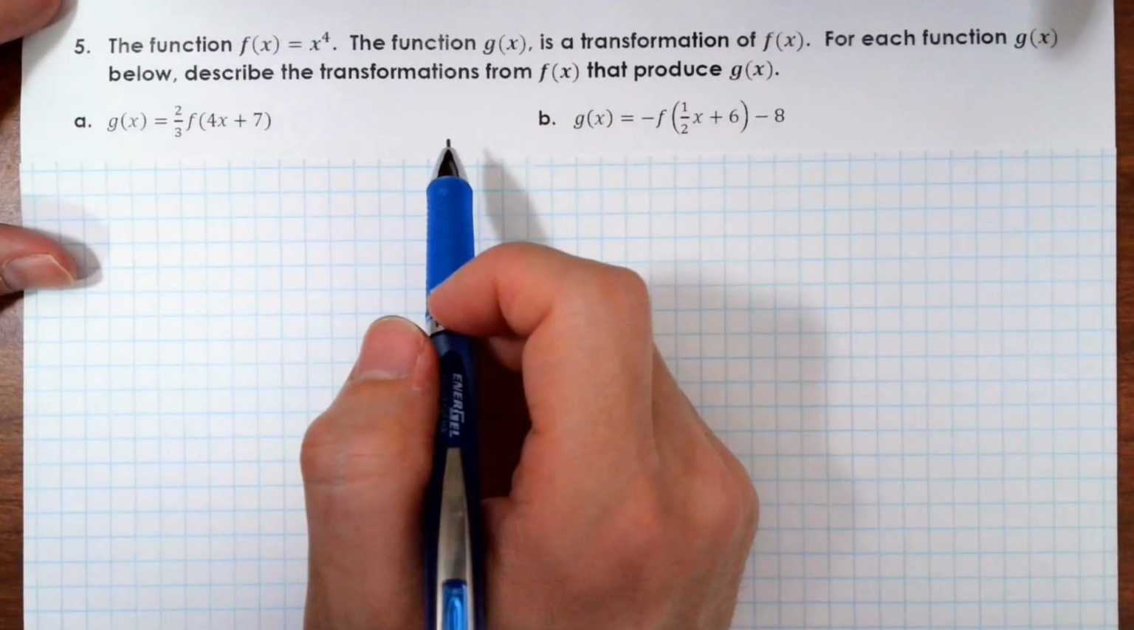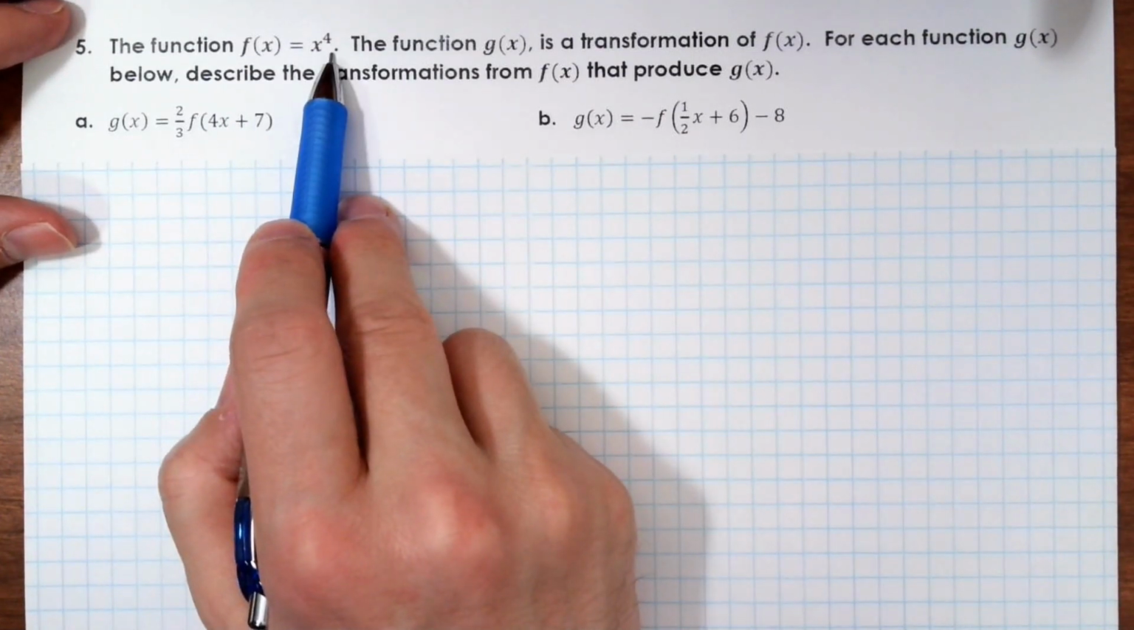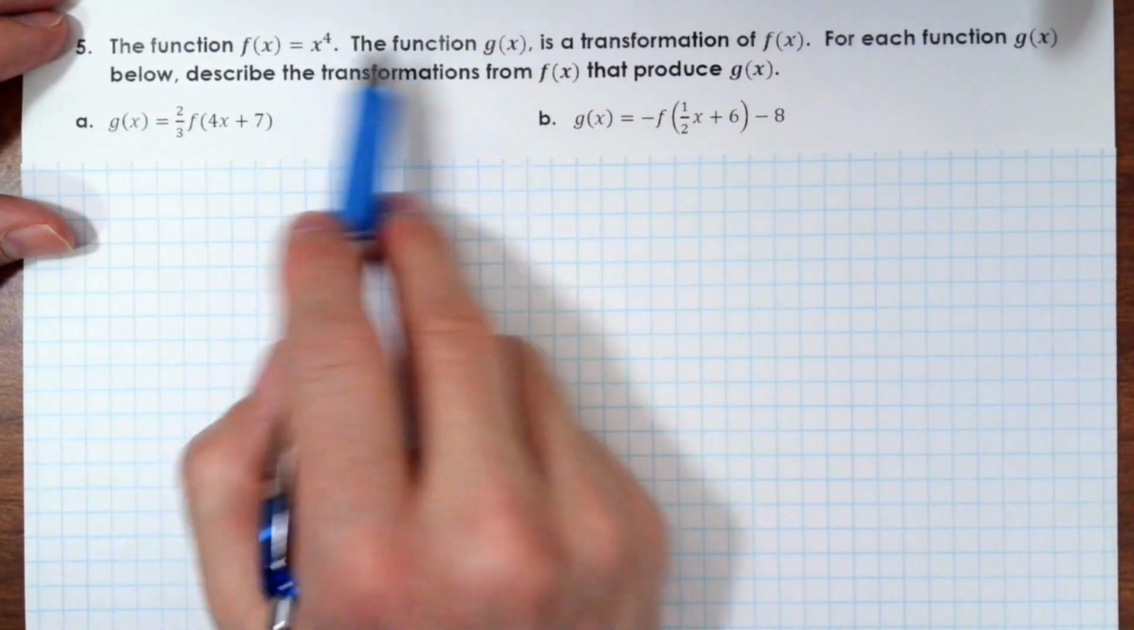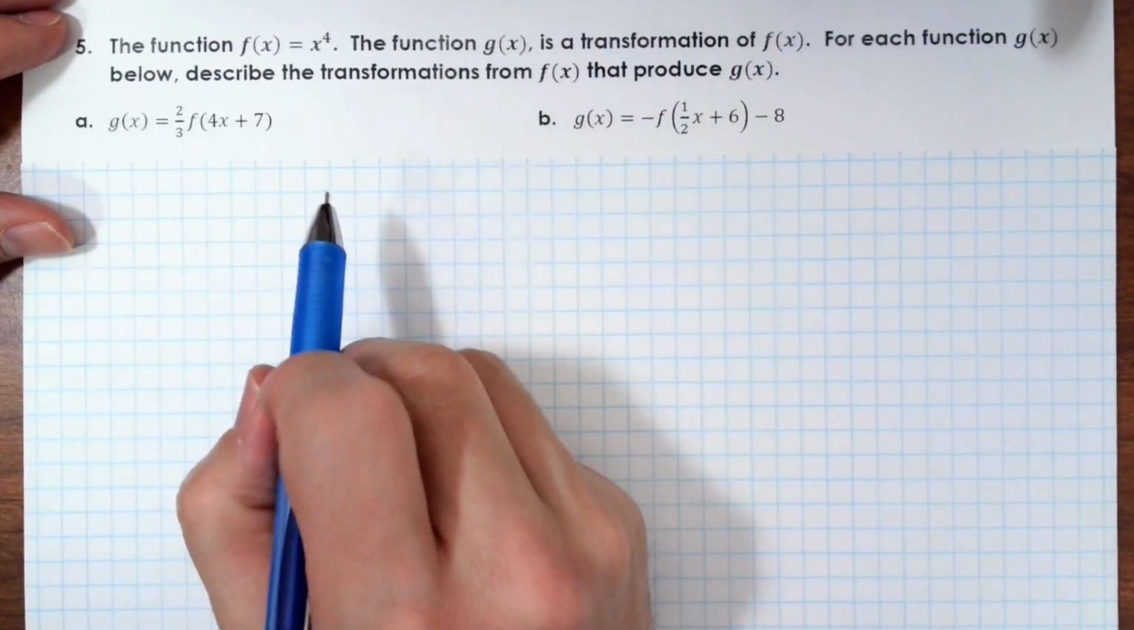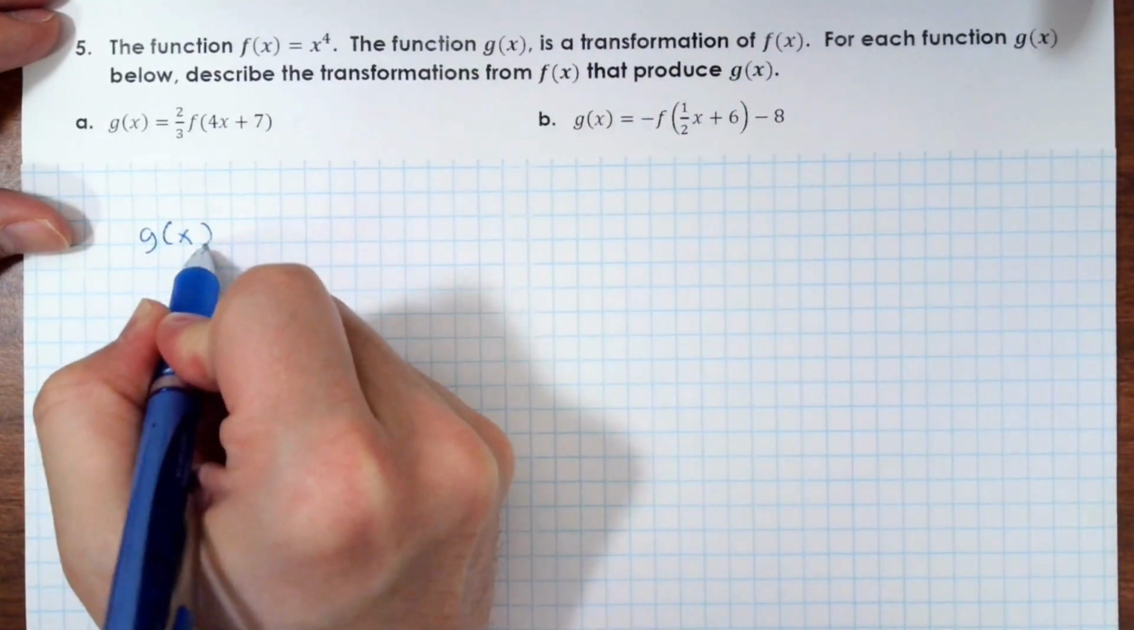First, we need to review transformations a little bit. It doesn't really matter that f of x equals x to the fourth. All that matters is that g is a transformation of f. So general transformation format.